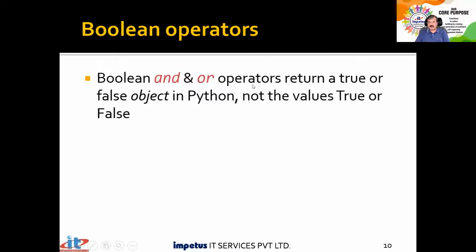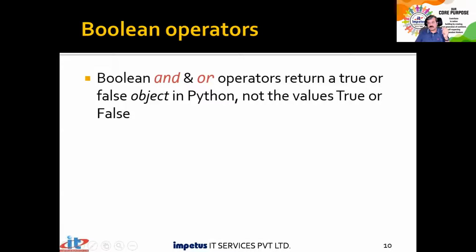So Boolean operators and, or, not return a true or a false object. Now listen, this word object is very important, because when we talk about a Boolean value, true or false, we think of it as a value of type Boolean, which is either true or false. That doesn't happen in Python, especially when you use the and or or operator. When I use this and or or operator, it returns you an object. It returns a true or a false object in Python, not the values true or false. Now I'll explain this with the help of some examples.